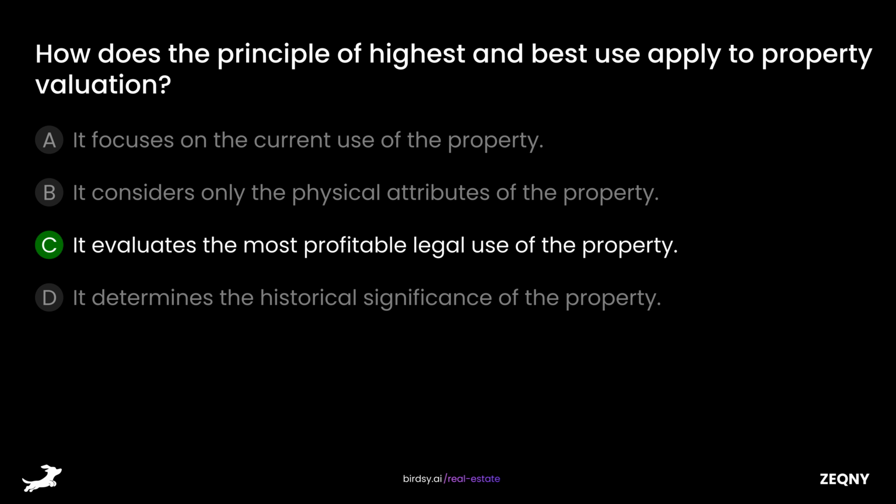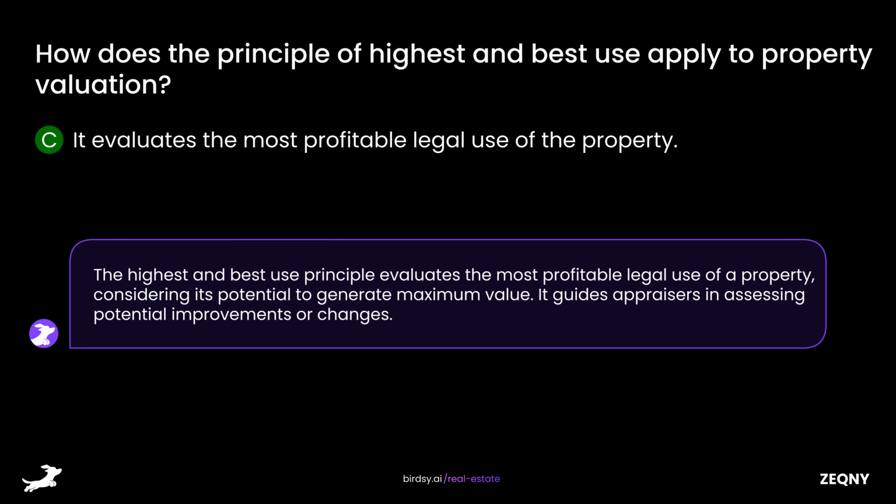The answer is C, it evaluates the most profitable legal use of the property. The highest and best use principle evaluates the most profitable legal use of a property, considering its potential to generate maximum value. It guides appraisers in assessing potential improvements or changes.